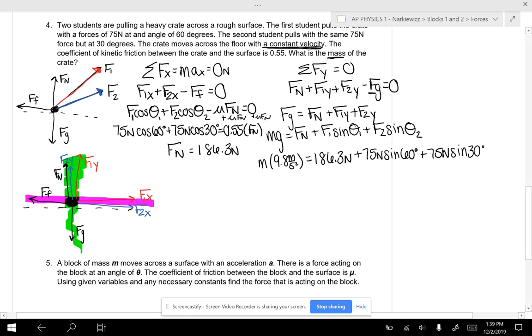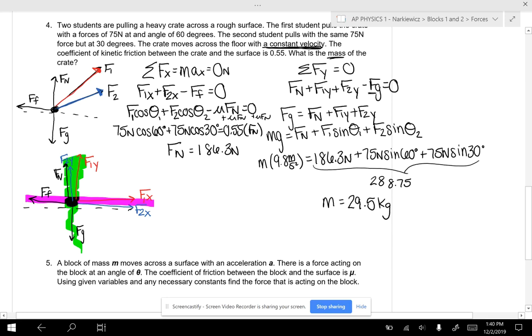So 186.3 plus the sine of 60 term, and so on. Adding all of this together, I get 288.75. And then I'm going to divide that number by 9.8, and I get a mass of 29.5 kilograms.